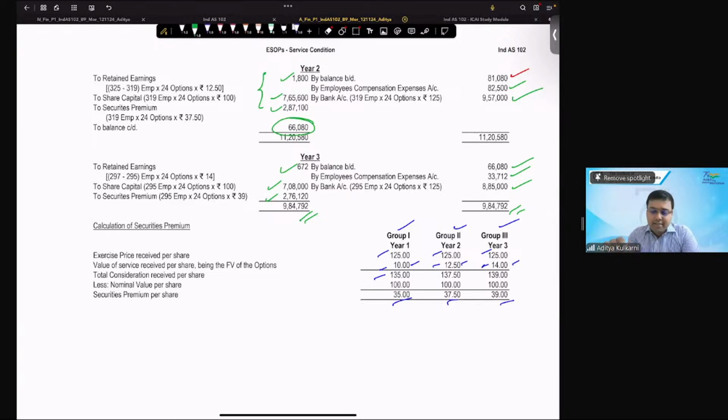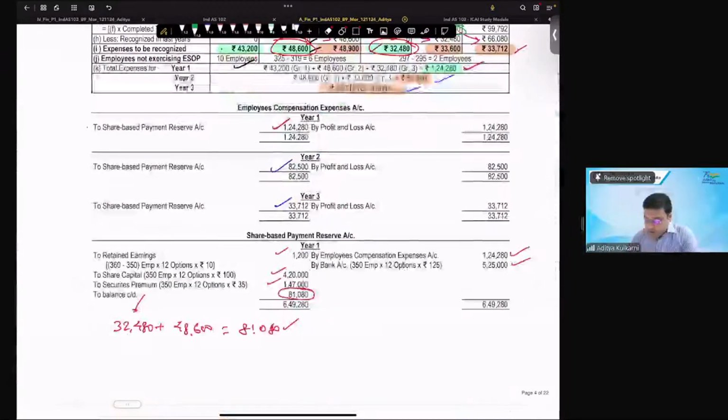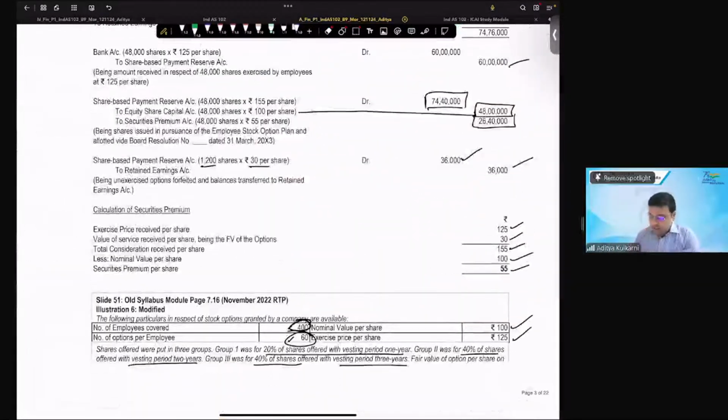It covers vesting, it covers exercise, it covers forfeiture. It covers journal entries, it covers ledger accounts. What else do you need? So one question, a very beautiful question by the institute. So please do this. It's there in the November 2022 RTP also.